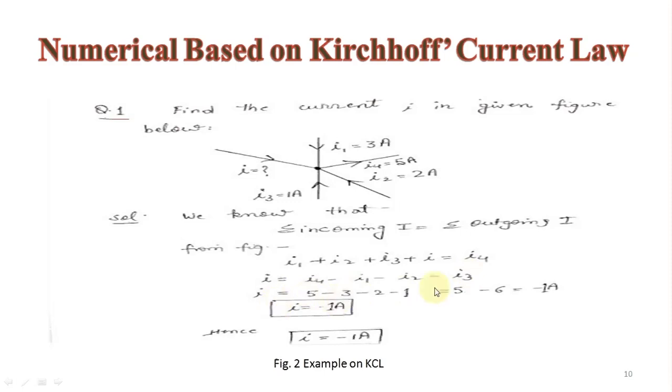By putting the values, we get the value of current I equal to minus 1 ampere. So the value of current I is minus 1 ampere.